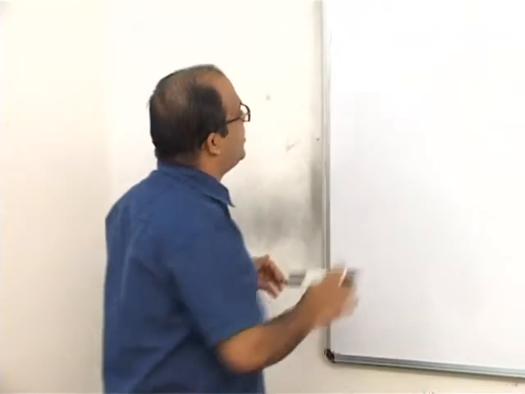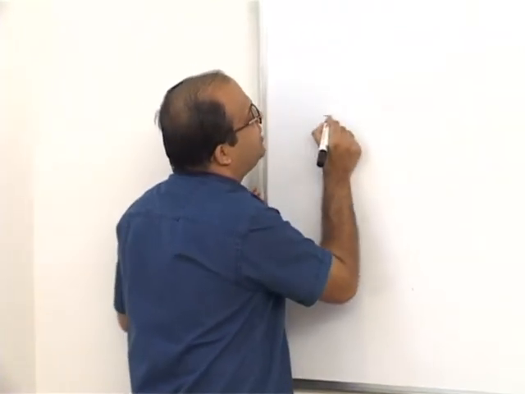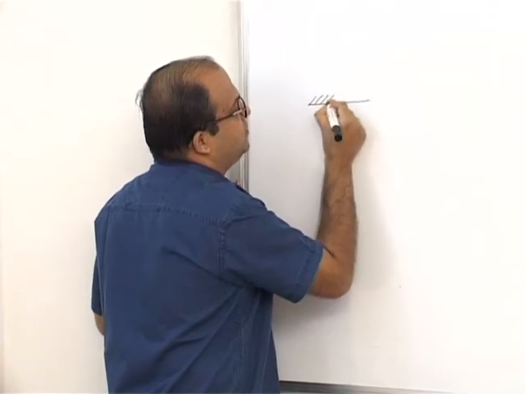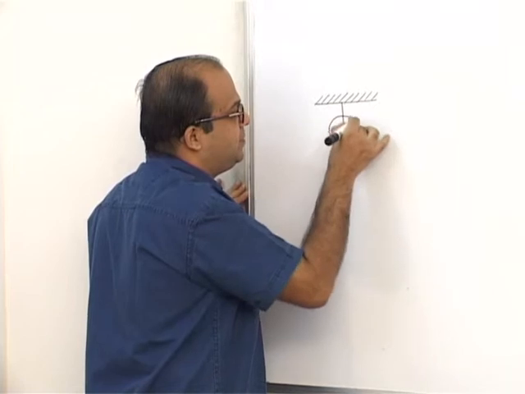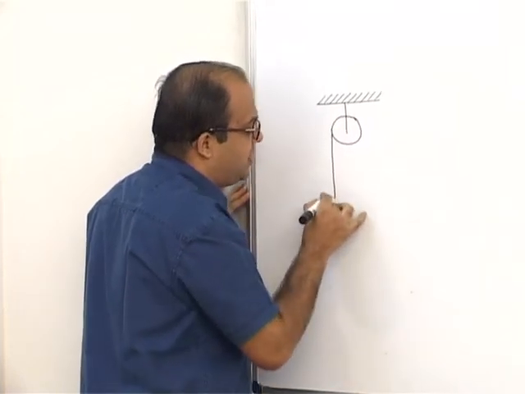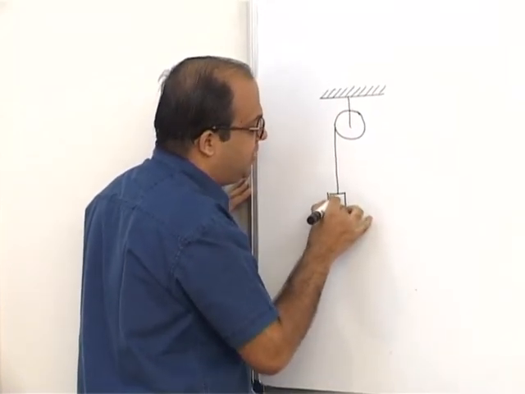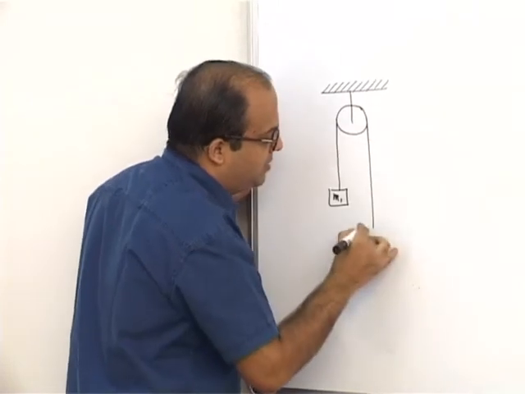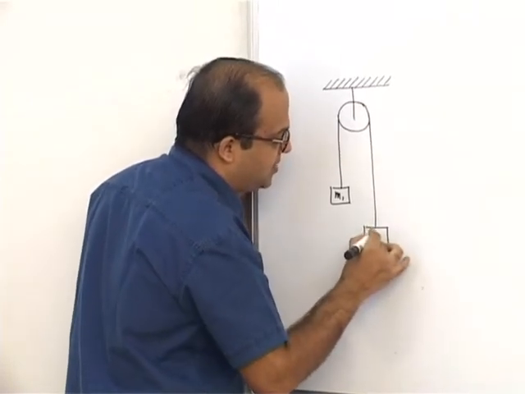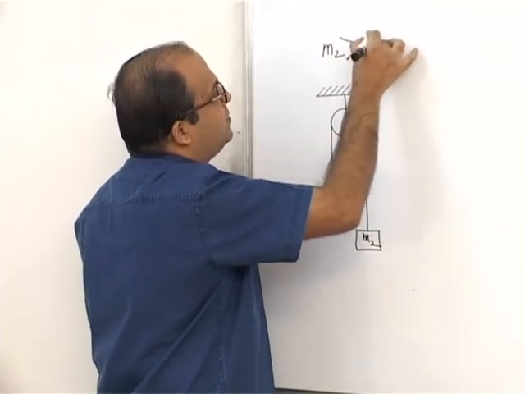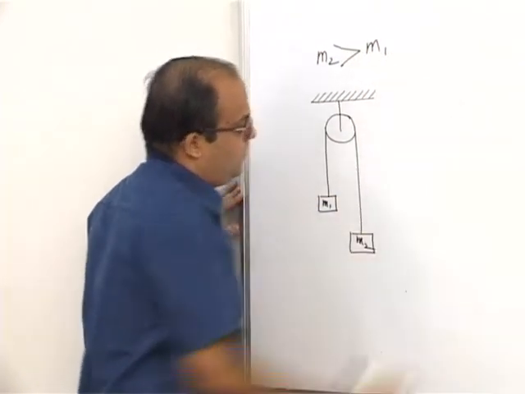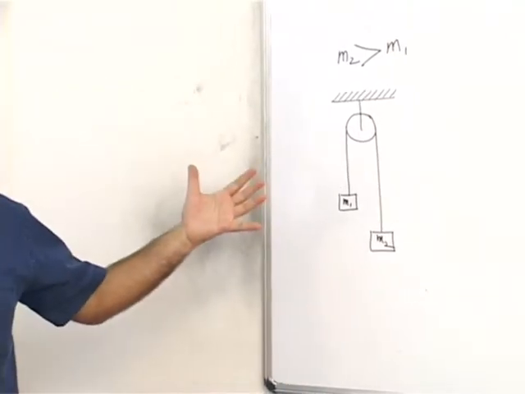Now we try to solve some simple problems involving Newton's laws. So we have got a pulley, one mass M1 is hanging here, another mass M2 is hanging here. Say M2 is greater than M1. So this is the diagram.